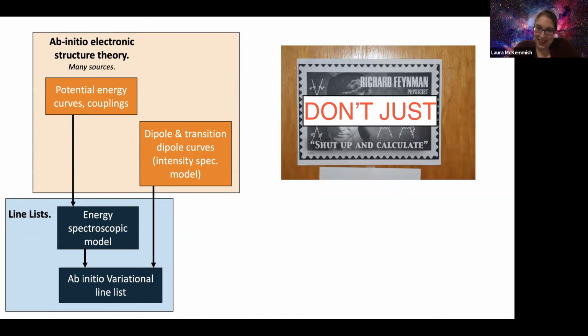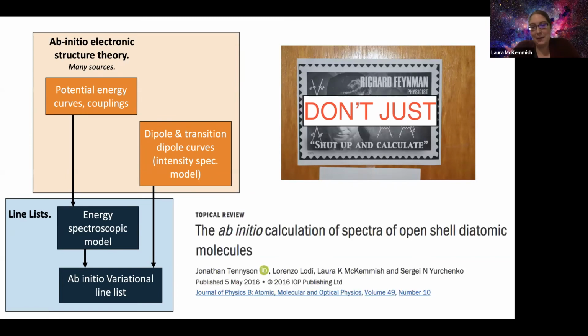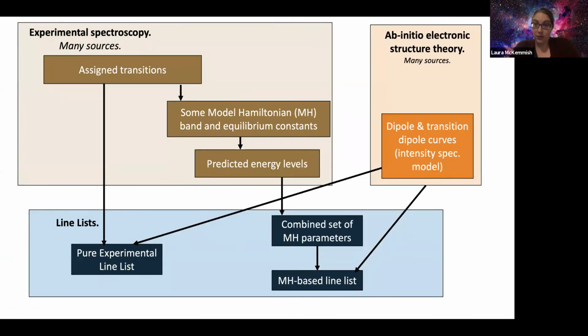Unfortunately, you can't just shut up and calculate, because it turns out the ab initio calculation of this type, even for diatomic molecules, is hard. Accuracy isn't good enough. So we need to go to experiment. And I want to highlight here the intensities will almost always come from theory. The energy levels, the transitions, usually the best ones come from experiment.